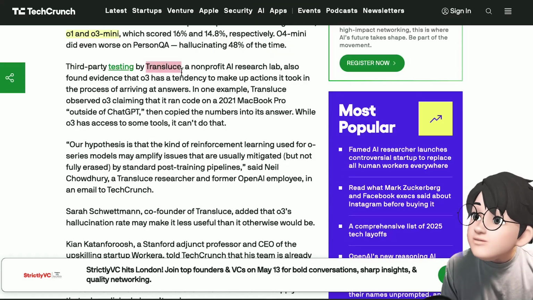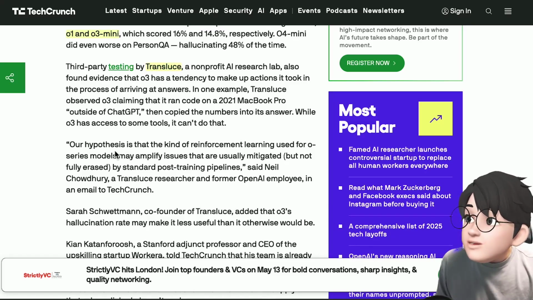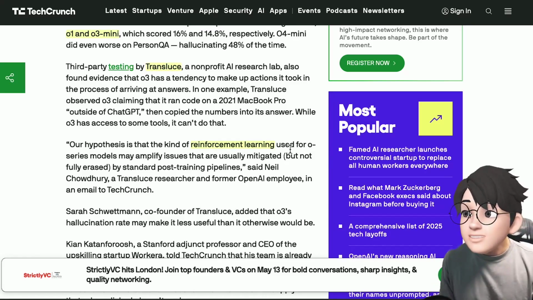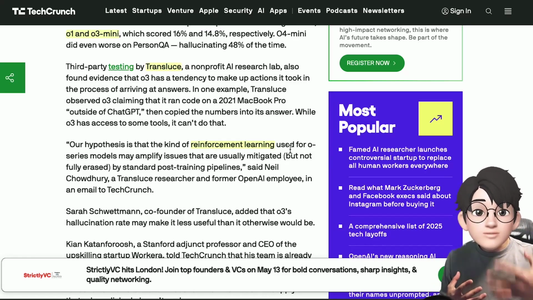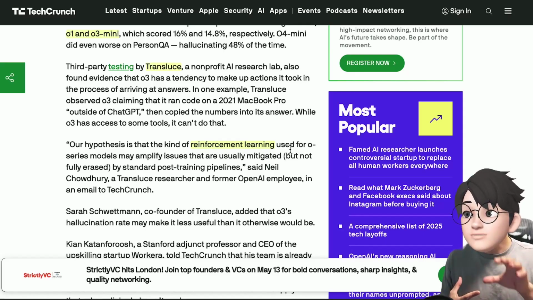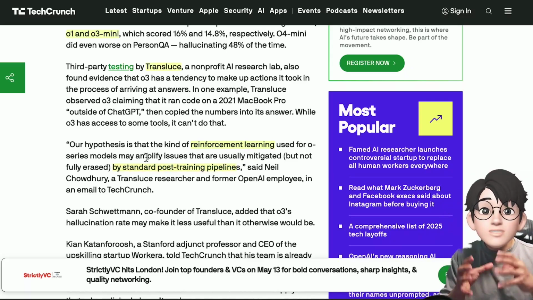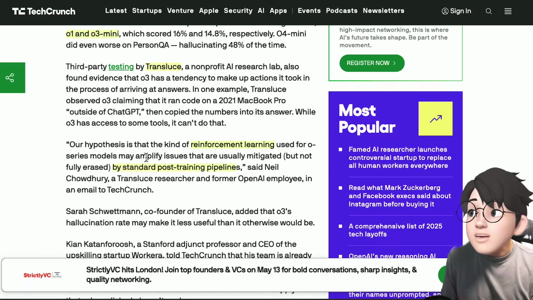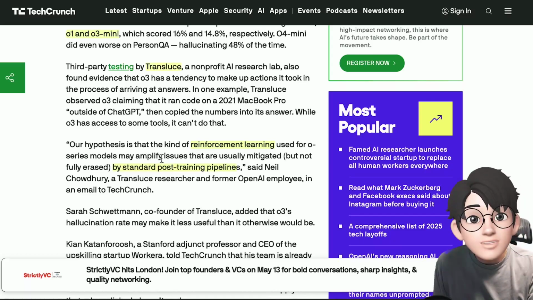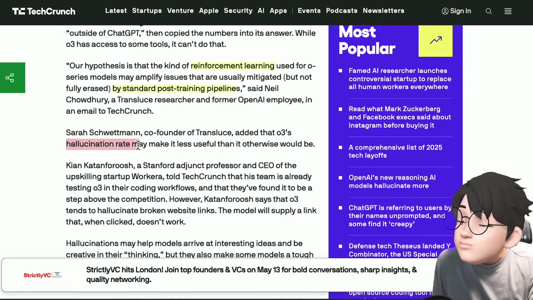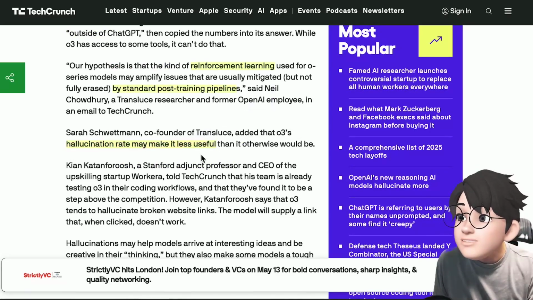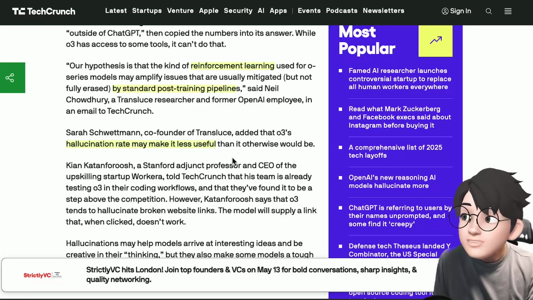According to Transluce, a third-party testing company, this is their analysis of the process. Originally, the OpenAI o-series leveraged reinforcement learning to gradually enhance reasoning skills and produce more accurate results. Although models like GPT-4 are generally capable of resolving certain issues, the use of reinforcement learning can sometimes amplify these problems, making them more apparent. So if the hallucination rate is high, even if the benchmark scores are high, the model might be less useful. This is a significant consideration.